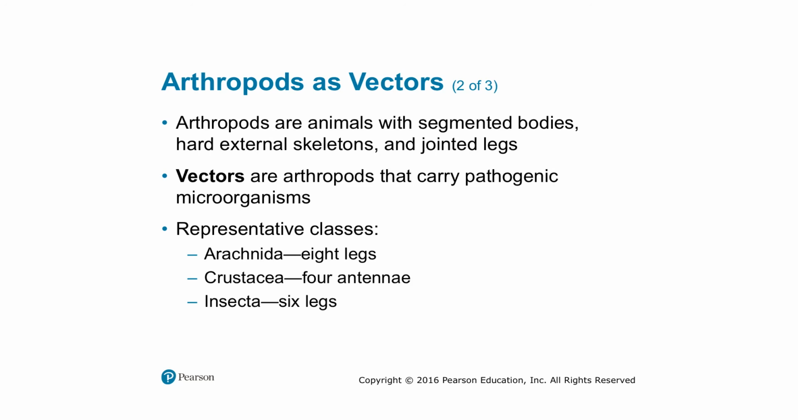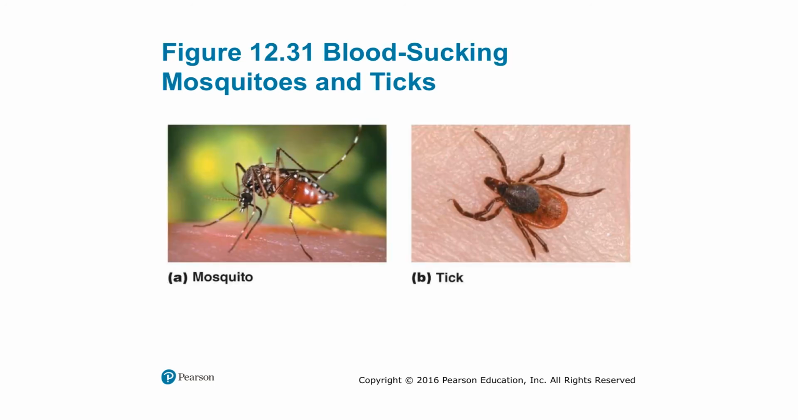We have arachnids, which have 8 legs. We have crustaceans that have 4 antennae. And we have insects that have 6 legs. So a mosquito has 6 legs, but this tick has 8. So 6 and 8. And so this is one way that you tell them apart.